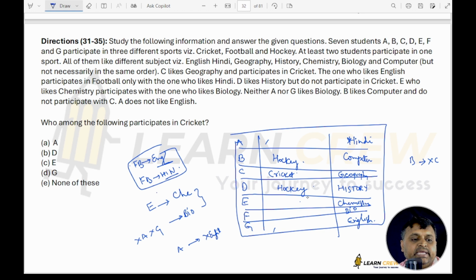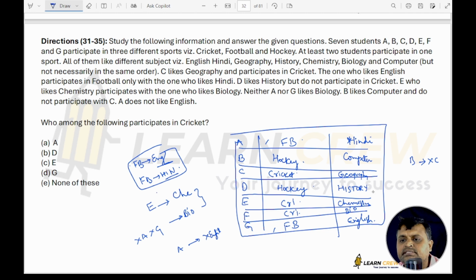Now if you see English and Hindi, they play football. And now what else do we have? A does not like English, and so the remaining game is cricket. The remaining game would be cricket only.